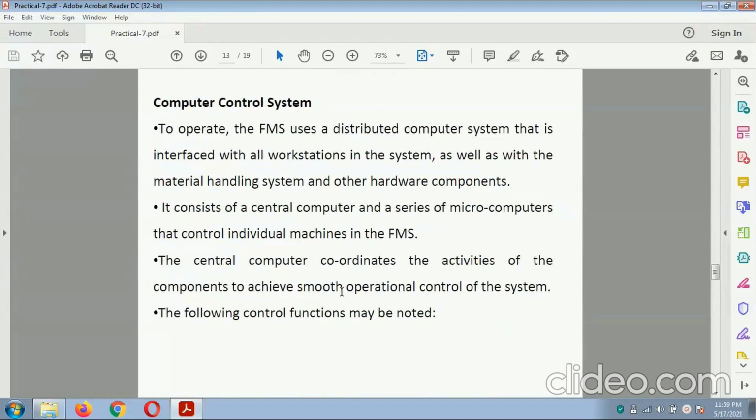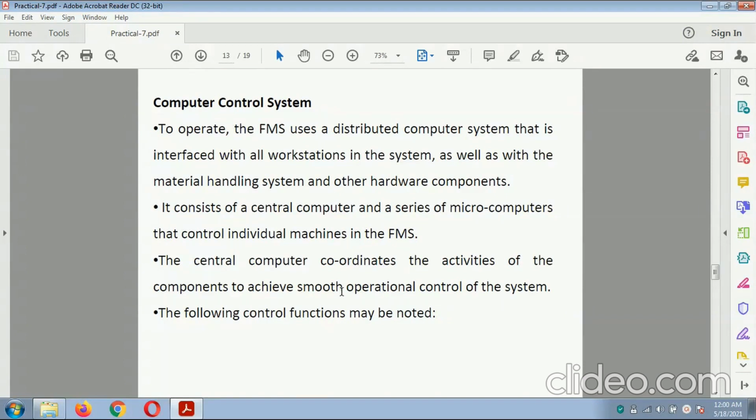Control system. To operate the FMS, we use a distributed control system that is interfaced with all the workstations in the system, as well as with the material handling system and other hardware components. It consists of a central computer and a series of microcomputers that control the individual machines in the FMS. The central computer coordinates the activities of the components to achieve smooth operational control of the system.